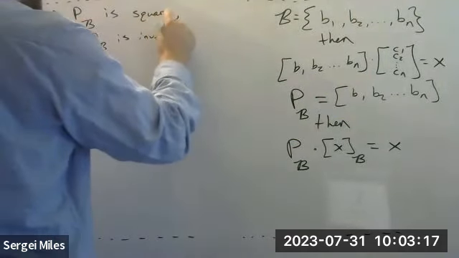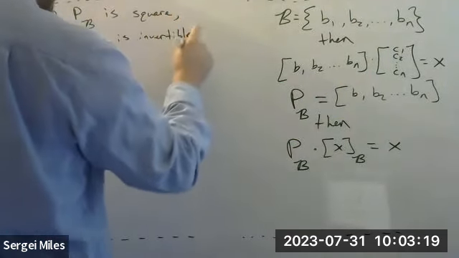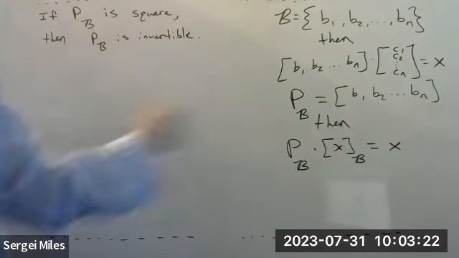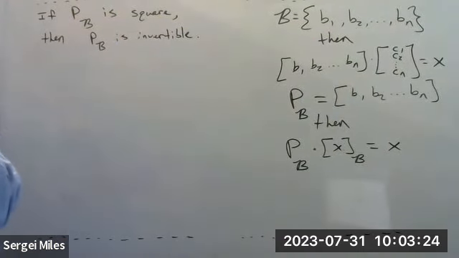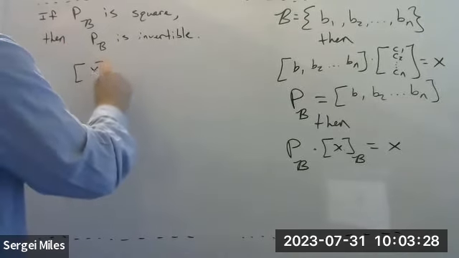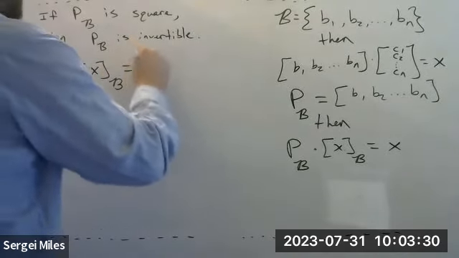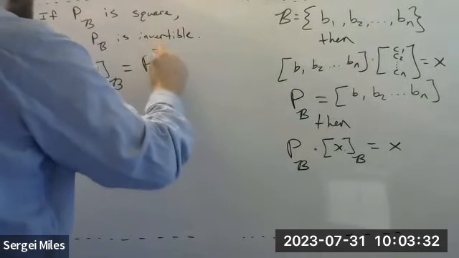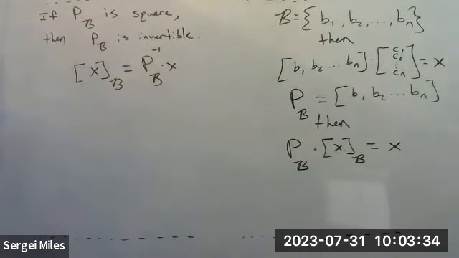Well, now all our invertibility stuff from chapter 2 kicks in. And what do we have? I can multiply by the inverse matrix on the left. In other words, another way to find the B coordinate vector is to multiply by PB inverse times x, right? This is an alternative way to solve this question.